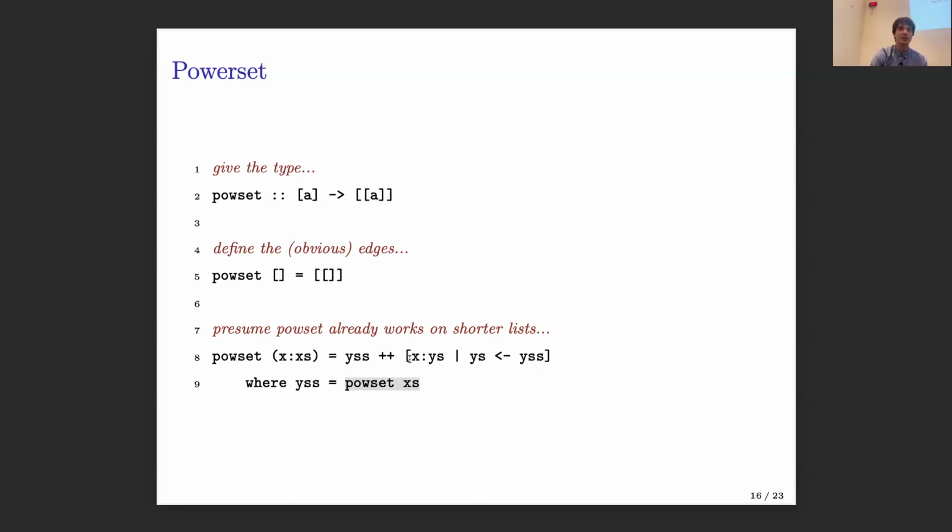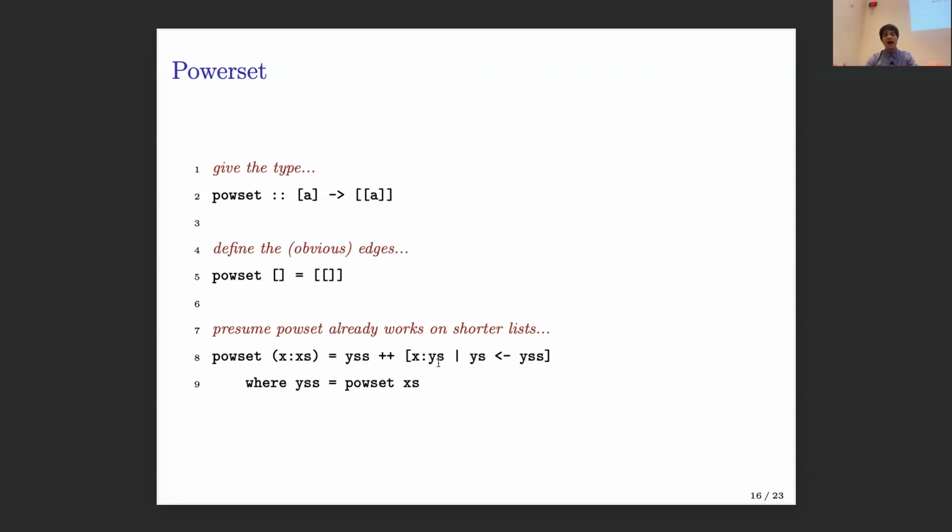Well, with a list comprehension, I'm saying, okay, the power set of X cons X's is the power set of everything else. Those are all of the sets that exclude X. And then these, the ones that include X. And this will give us the power set.